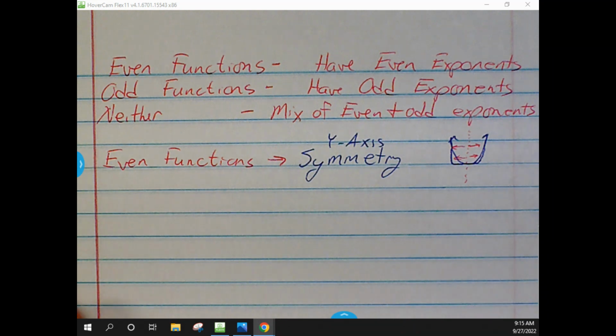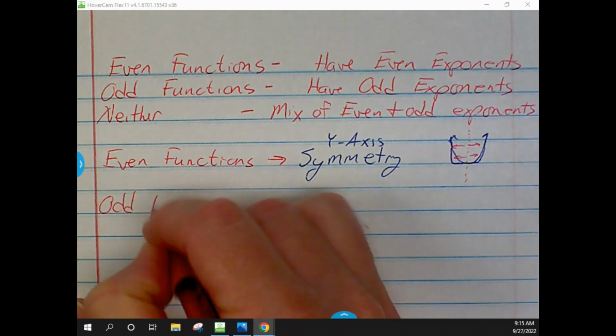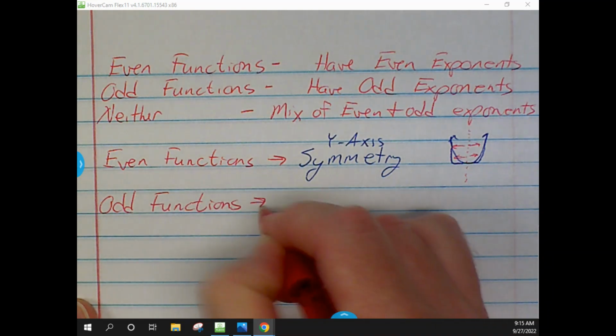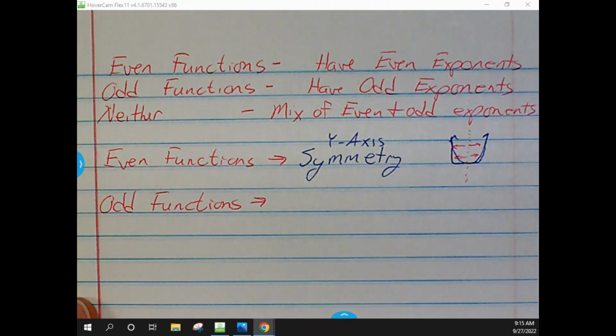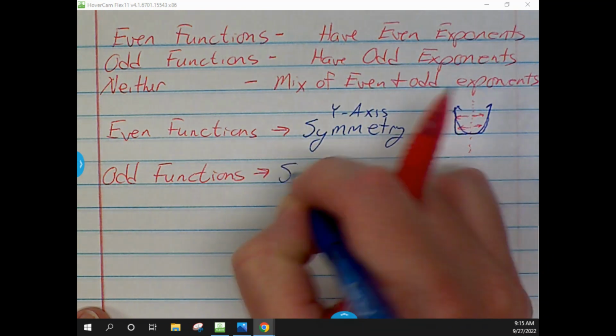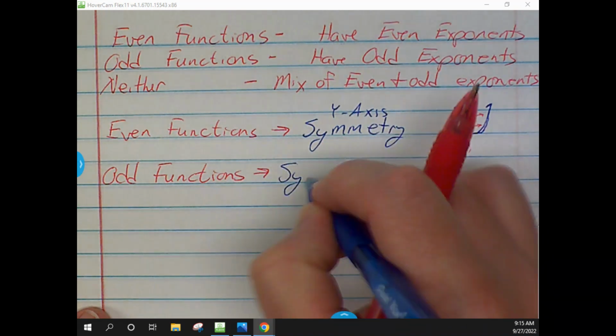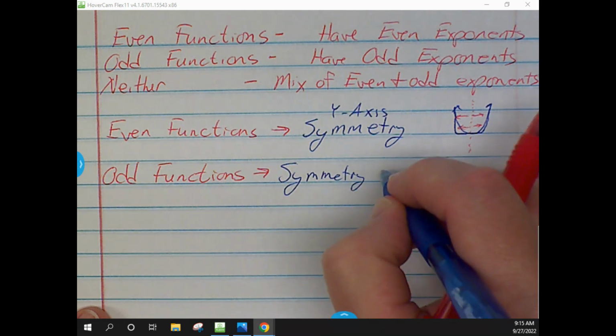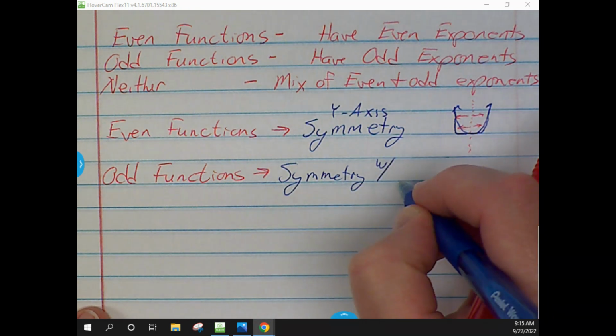If it's an odd function, it's a little bit harder to say what it is, but anyway, it's not quite as easy as saying just y-axis symmetry. This one has symmetry with respect to the origin.